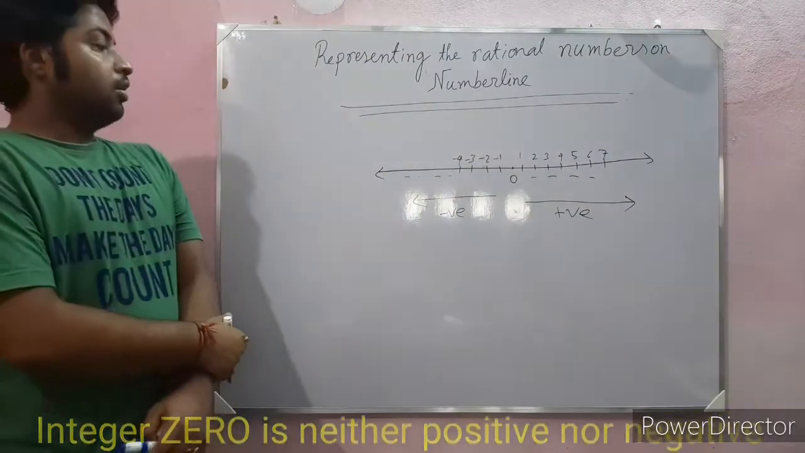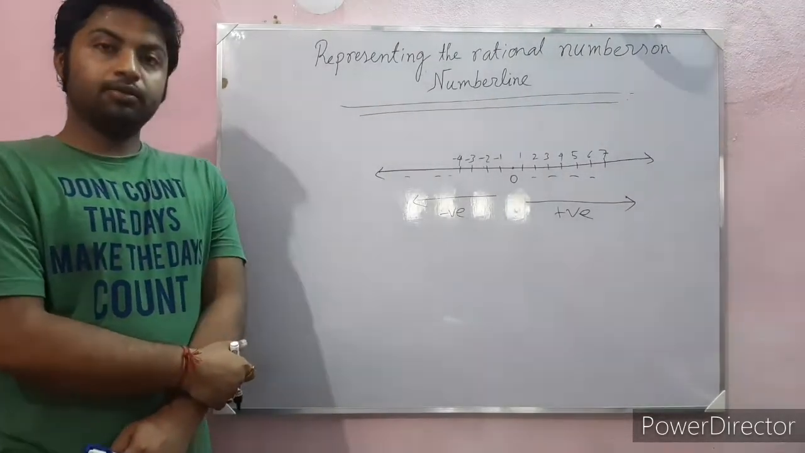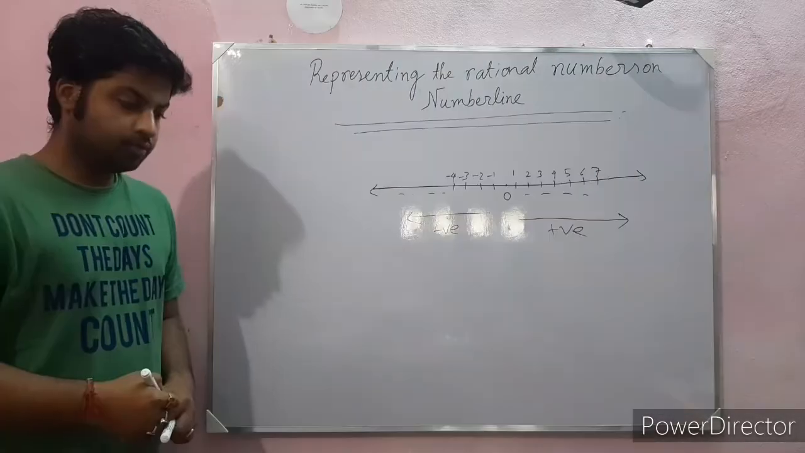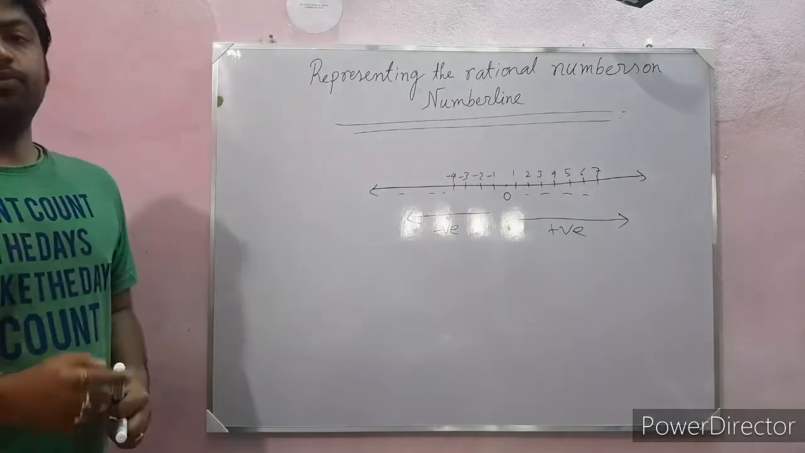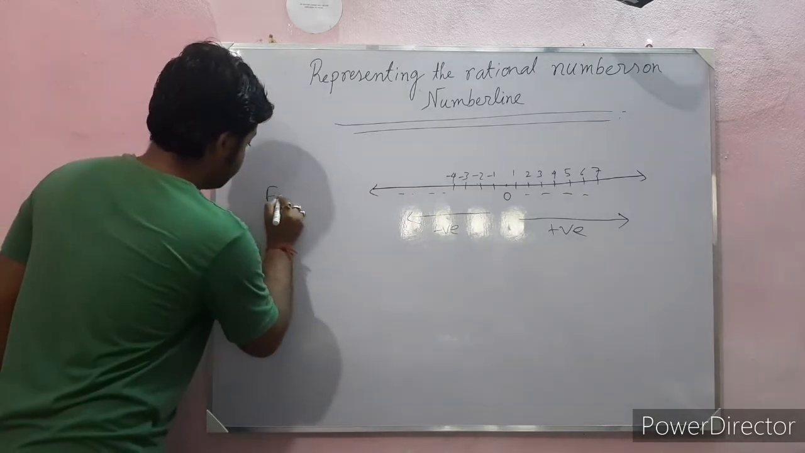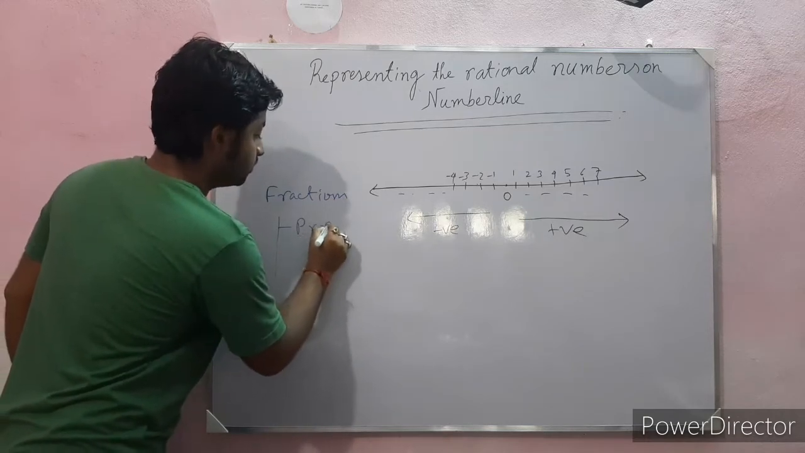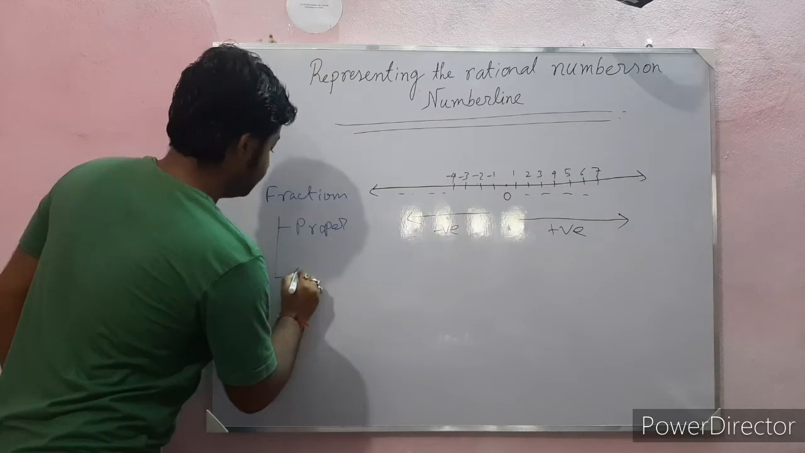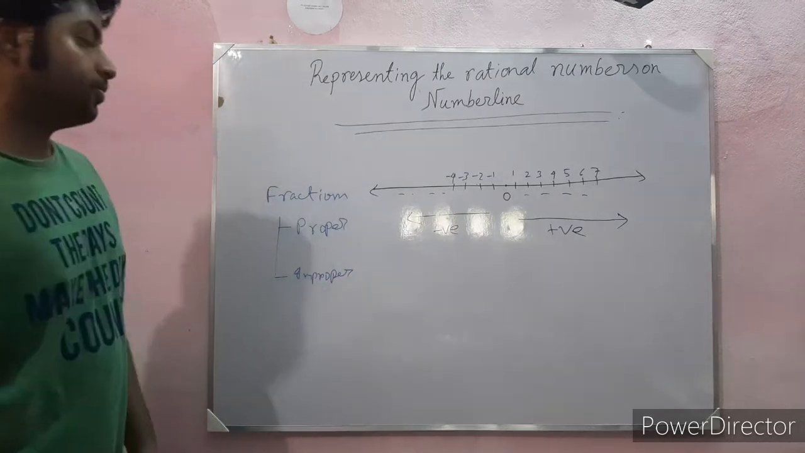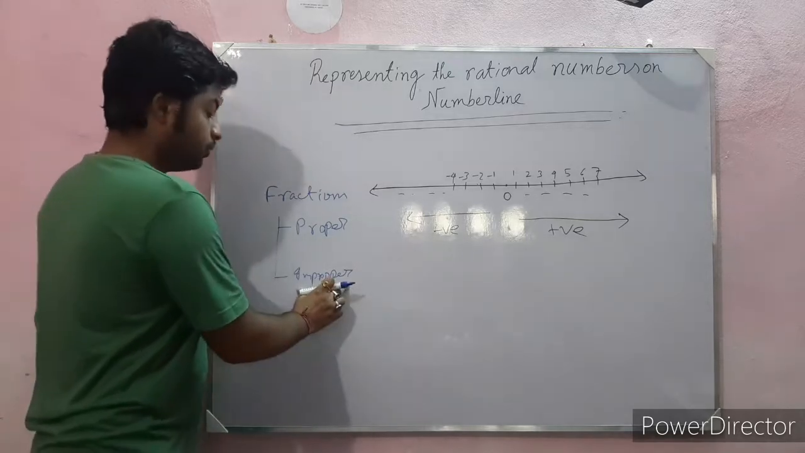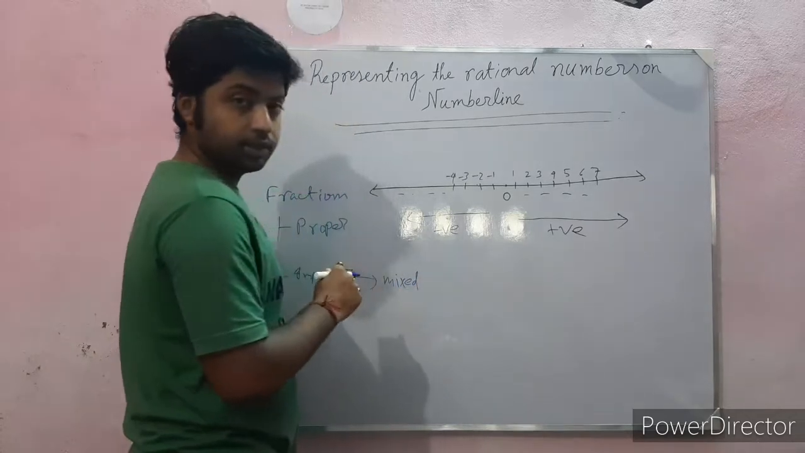So now the question is how to represent the fractions on the number line. Okay, whenever we consider the fractions, we have to think about at least two types of fractions. They are proper and improper, right? We can convert the improper fraction into a mixed fraction. So I am not writing that classification here, okay?